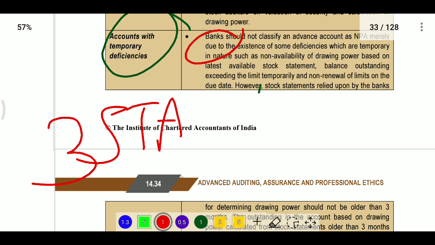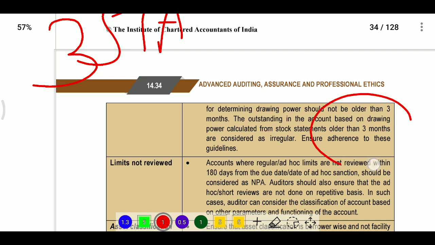Because of some temporary deficiency, the DP was not met and the balance outstanding was exceeding the limit temporarily, or there was non-renewal of limits on due dates. This becomes a temporary deficiency. However, the stock statement for determining the DP should not be older than 3 months. We need to ensure adherence to these guidelines.